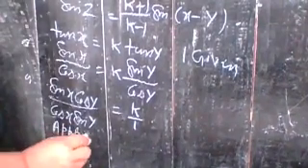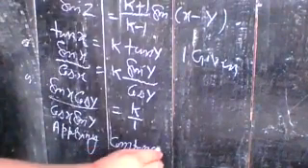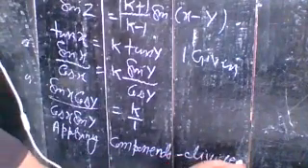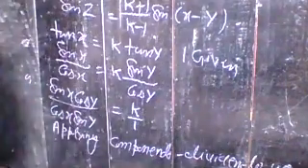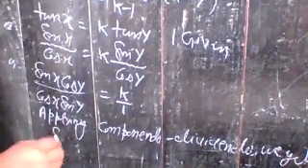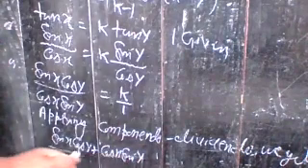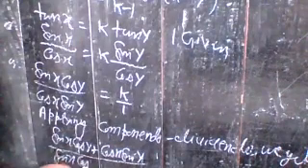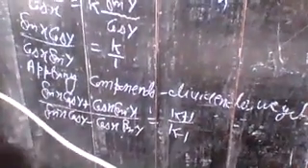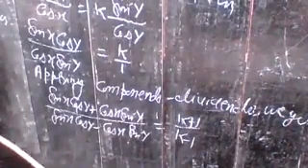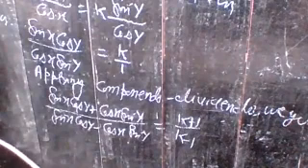Applying componendo dividendo, we get: sin x cos y plus cos x sin y upon sin x cos y minus cos x sin y is equal to (k plus 1) upon (k minus 1).